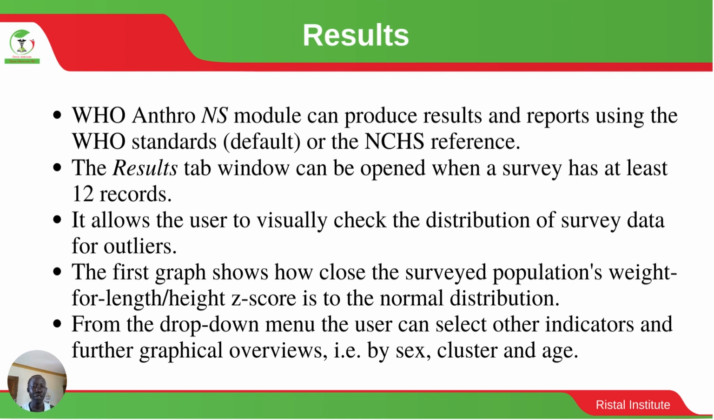The results tab window can be opened when a survey has at least 12 records, and it allows the user to visually check the distribution of the survey data for outliers. The first graph shows how close the surveyed population's weight for length or height z-score is to the normal distribution. And from the drop-down menu, the user can select other indicators and further graphical overviews, for example, by sex, by cluster, or by age, or any other indicator that you'd like to use.